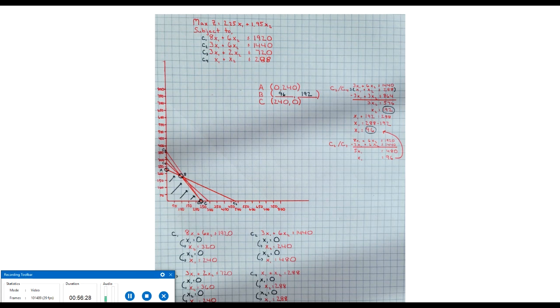What these points represent are manufacturing choices. We can manufacture at point A 240 jars of tomato relish. At point B, we can manufacture 96 jars of chow chow and 192 jars of tomato relish. Or at point C, we can manufacture 240 jars only of chow chow. But we don't know which of these three possible optimal choices is correct.